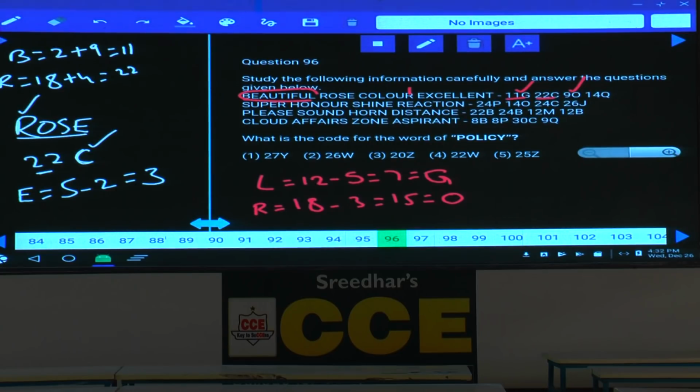And similarly to this word excellent, now what is the value of T? T is 20. How many vowels are there in this one? 1, 2, 3. 3 vowels are there. Hence 20 minus 3 is 17, and the 17th letter is Q.